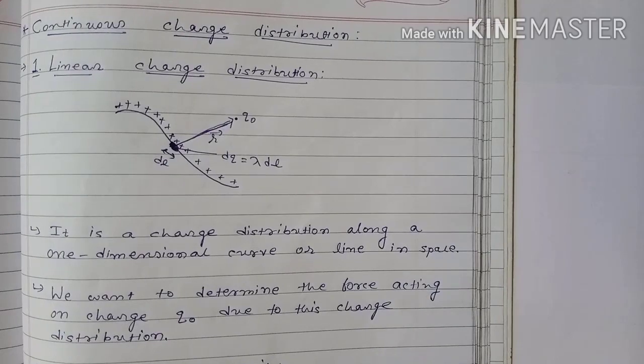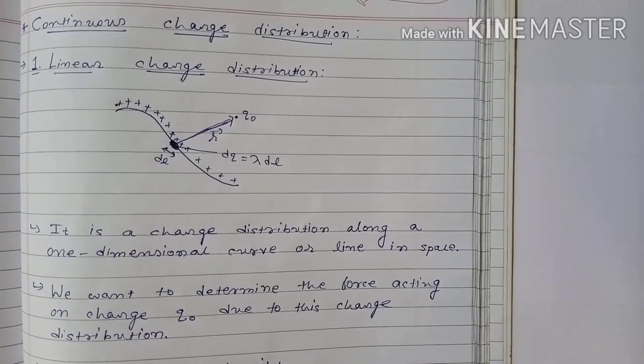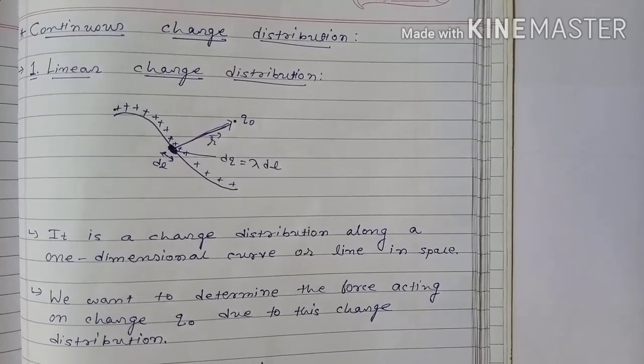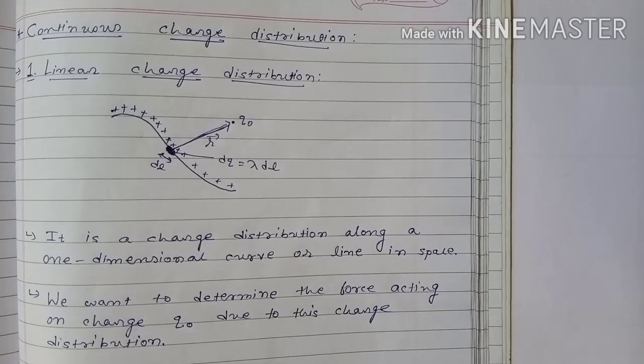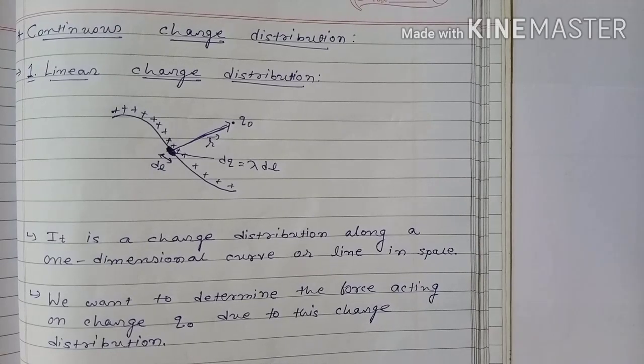Hello my dear students, today we will study continuous charge distribution. If charge is distributed continuously in one dimensional space, or in two dimensional space, or in three dimensional space, then it is difficult to describe the effect of these charges using the superposition principle. Therefore, we use the concept of charge density.